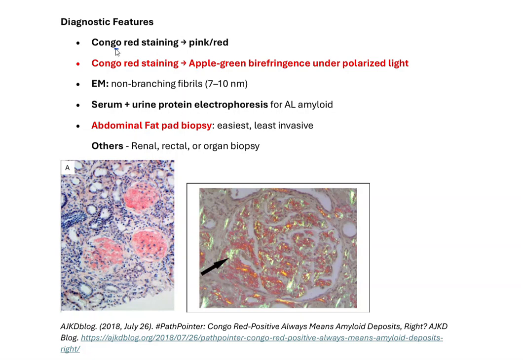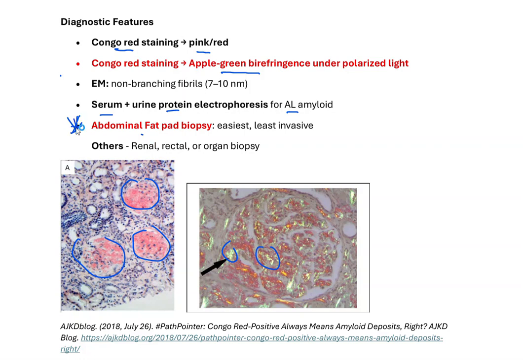So let's talk about diagnostic features. Like we mentioned earlier, Congo red staining is what you're going to use. And what you're looking for on Congo red, you're going to see pink or red, as you can see in this biopsy. And then when you put the Congo red staining under polarized light, they're going to appear as apple green birefringence, as you can see on this image. And in patients who have light chain amyloidosis, you can also do serum or urine protein electrophoresis, thereby looking for those monoclonal antibodies, right? And this is high yield, guys.